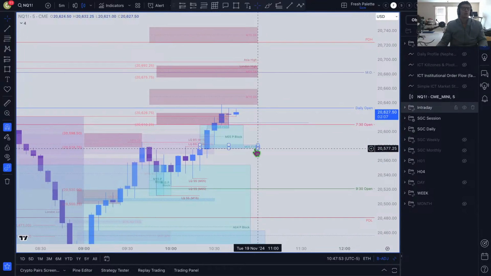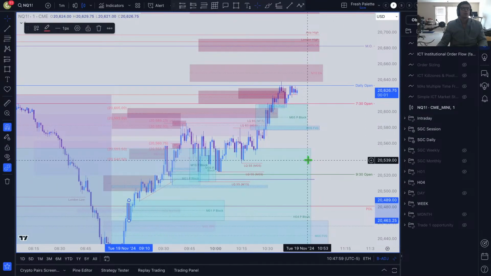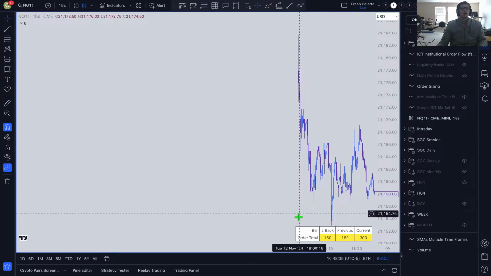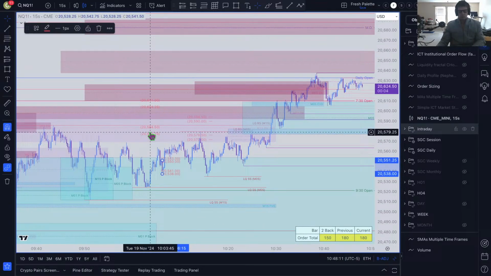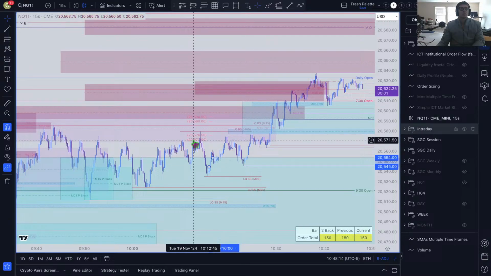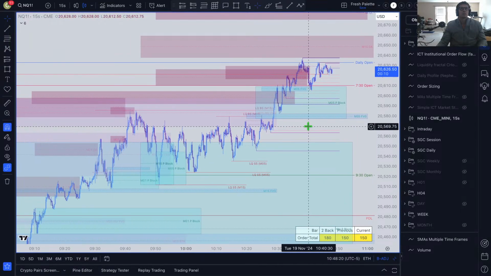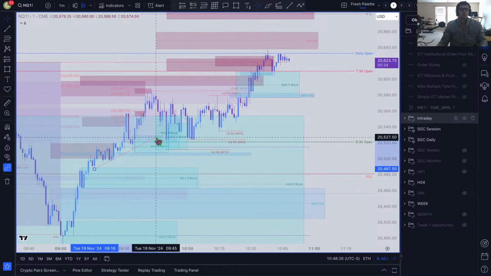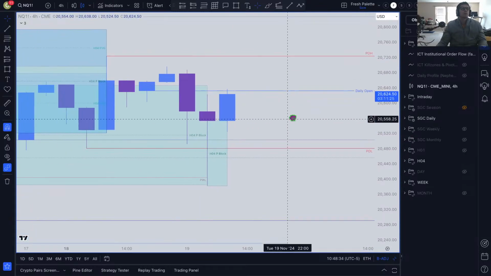I don't know what this is. I'm just going to delete that. Seems I have a lot of projections on the chart that don't need to be there. All right, there we go.